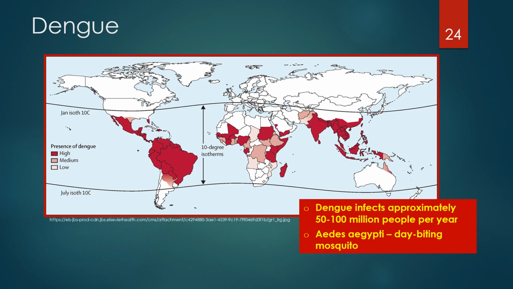This map shows the areas of greatest risk for dengue infection, which includes tropical areas of Africa, Central and South America, and Asia, but also includes South Texas and Florida due to the expansion of Aedes habitat. Dengue infects approximately 50 to 100 million people per year. The Aedes aegypti mosquito likes to live near homes and is a day-biting mosquito.